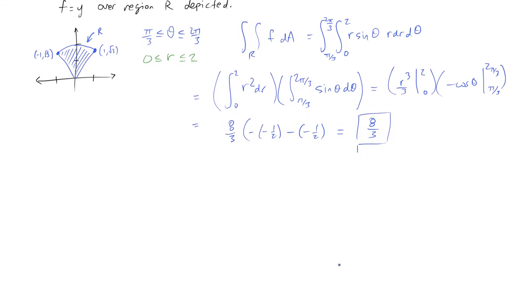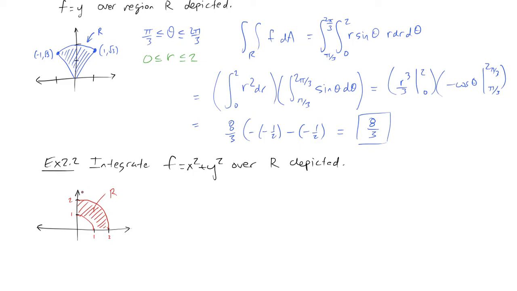Let's do another example. So our region is this quarter ring, and our function is x squared plus y squared. If you look at the change of coordinates, this is just r squared, because x is r cosine theta and y is r sine theta. Our area element is r dr d theta. Our limits in terms of r are from 1 to 2, and our limits in terms of theta are from 0 to pi over 2.